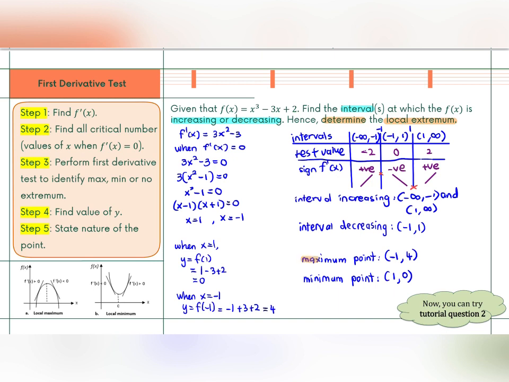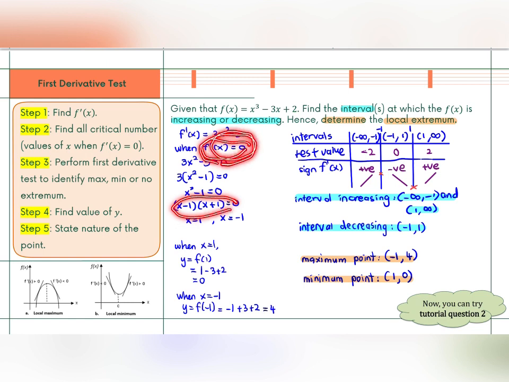Okay, so inilah dia our local extremum. Interval increasing and interval decreasing. Okay, so ini merujuk kepada first derivative test. First derivative test, saya repeat. First of all, we find the first derivative. And then, kita dapatkan value of x when f prime x is equals to 0.